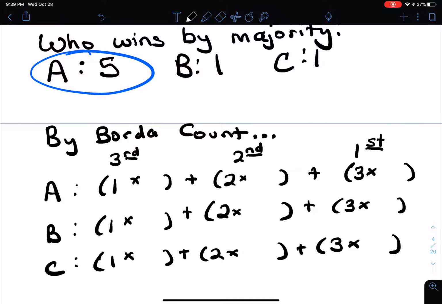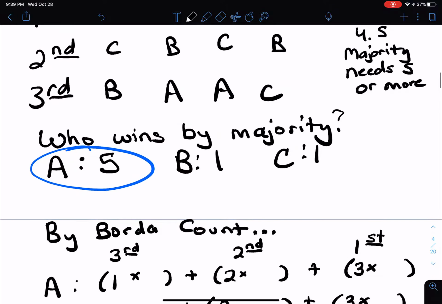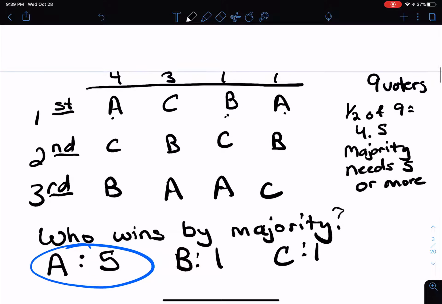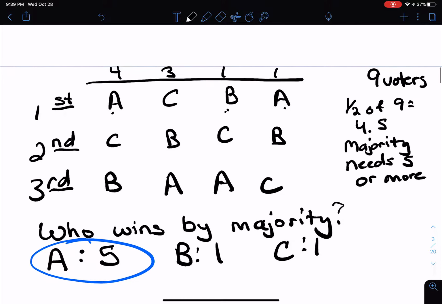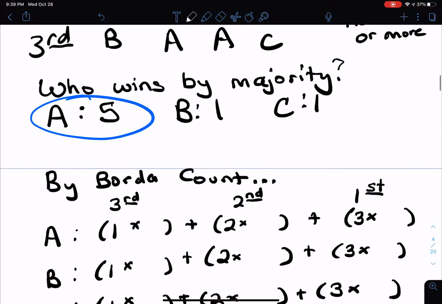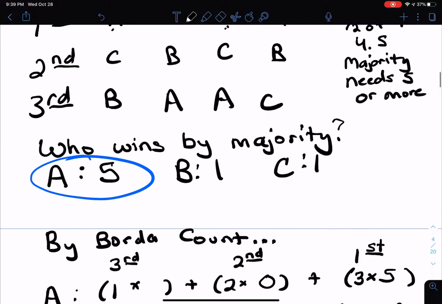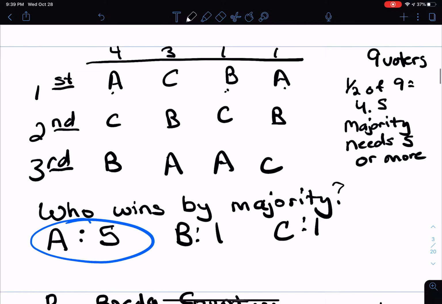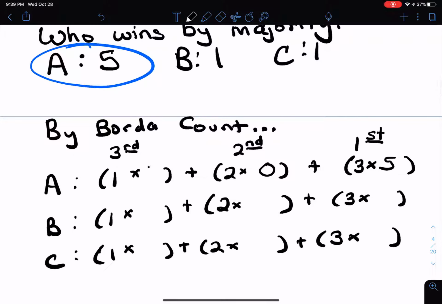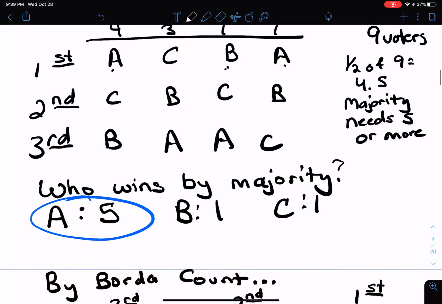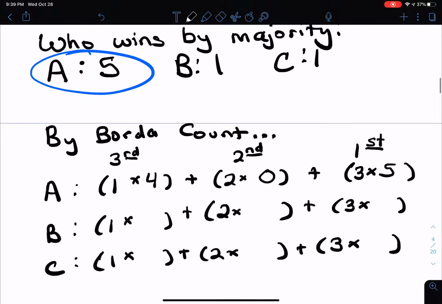All right, so A had 5 first place votes, 0 second place votes, and then 4 third place votes. There's 9 voters altogether, so 5, 0, and 4 is 9.